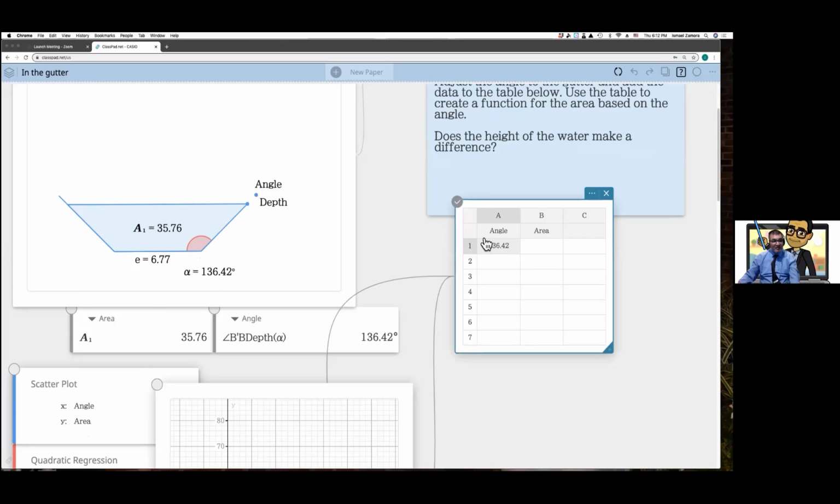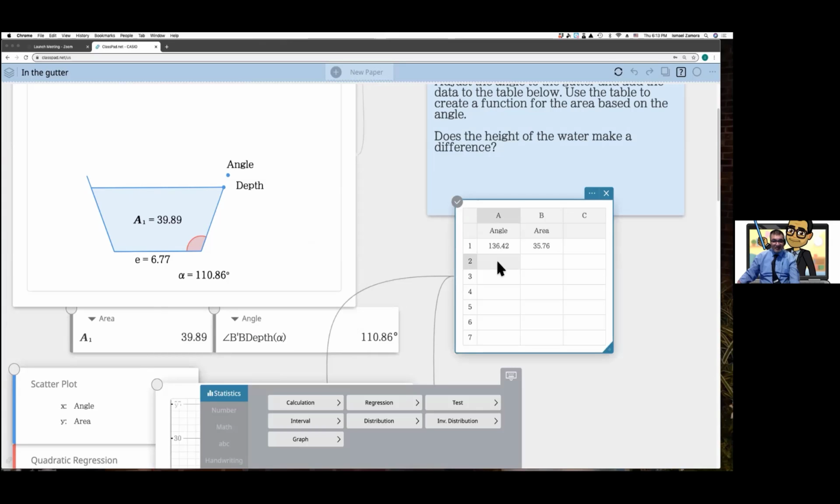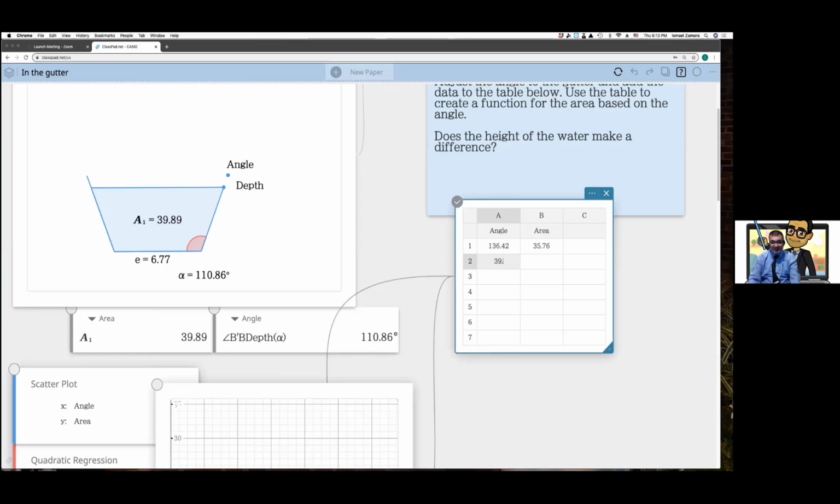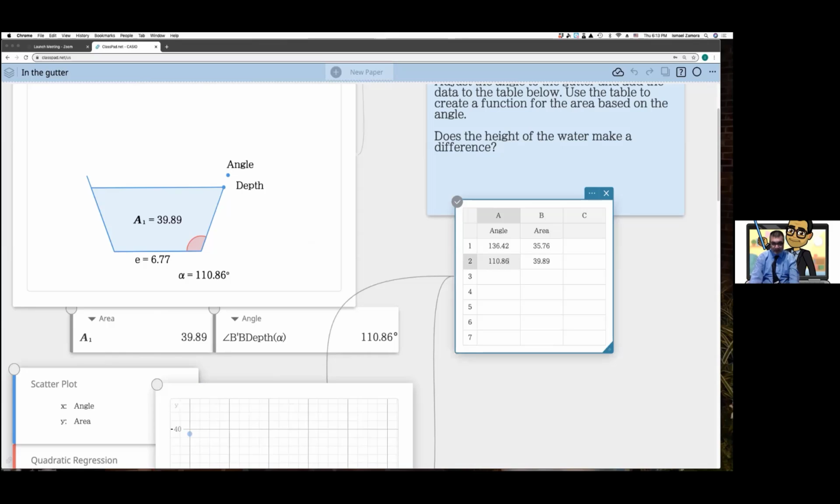I'm going to use this inside angle, and that says 136.42, and the area there is, all right. I'll do a couple more. I'll do 3. I'll do one that's below. So let's see, that's 39. Oh, that's the area. And then the angle's 110. And one more will go wide.